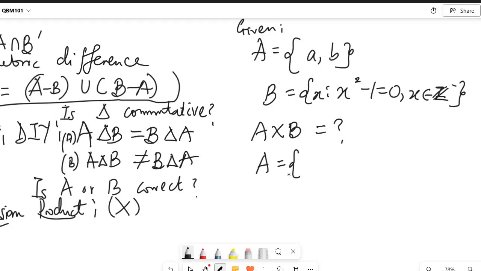So what will be A? A is already {a, b}. That one is simple. It's already defined easily. So for us to define set B, what do we do? Let's read it. It says x is such that x squared minus 1 is 0. So you have to first solve this equation. Now for me to solve this equation, it means that I will have x squared minus 1 is 0.